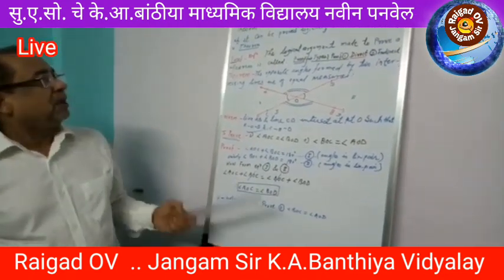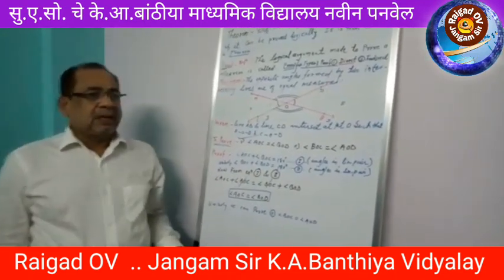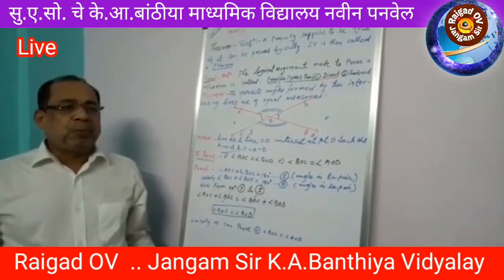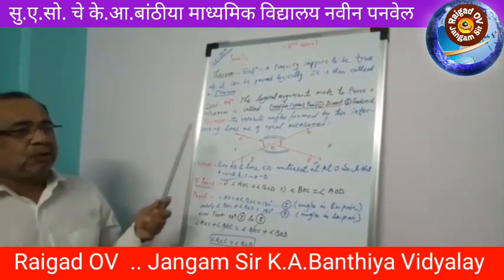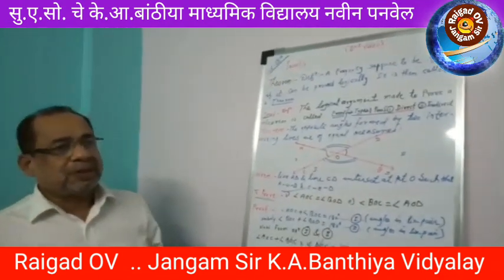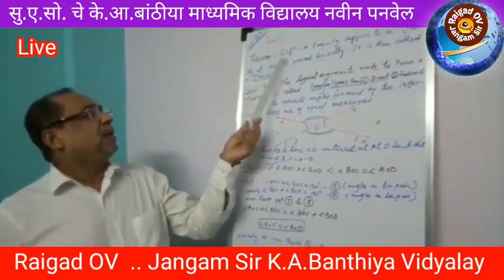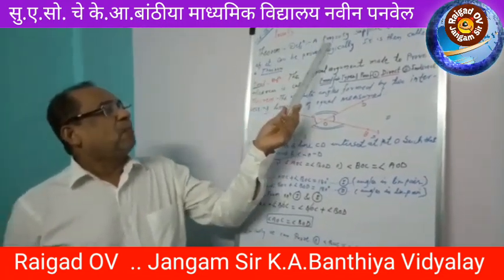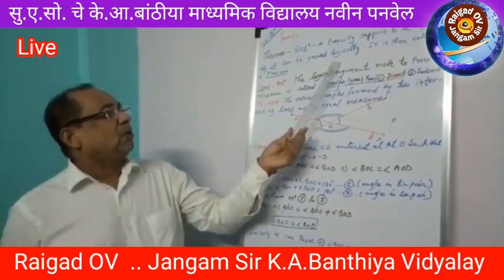Now the last topic of the chapter is proof. Proof means the proof of the theorem. How can you prove the theorem? For that purpose, you should know what is meant by theorem and what is meant by proof. So first of all, you understand what is meant by theorem. The definition of theorem is that a property is supposed to be true if it can be proved logically.